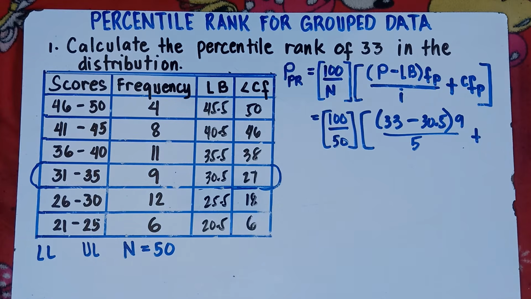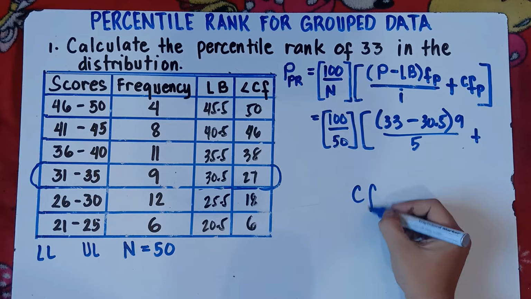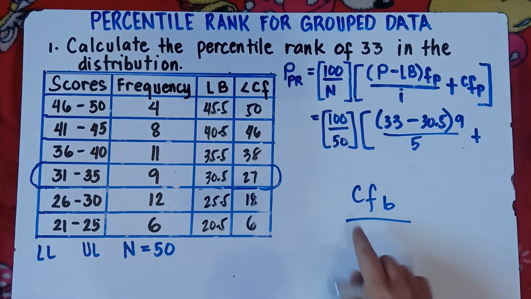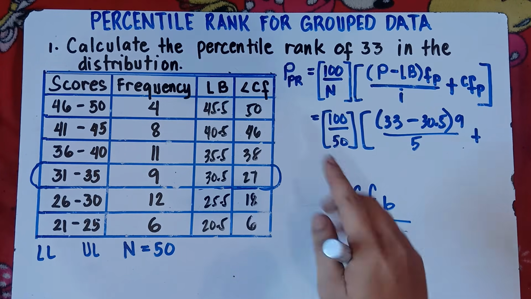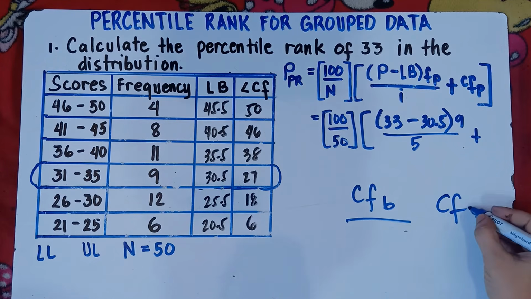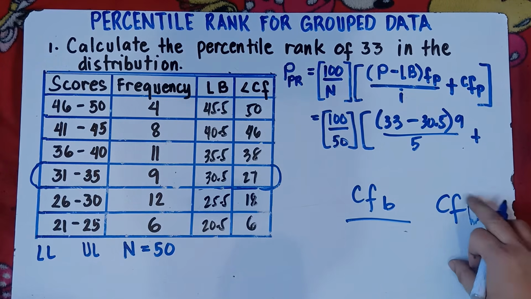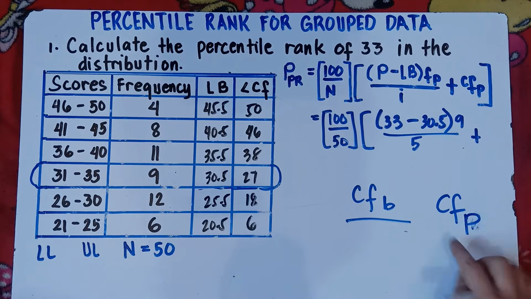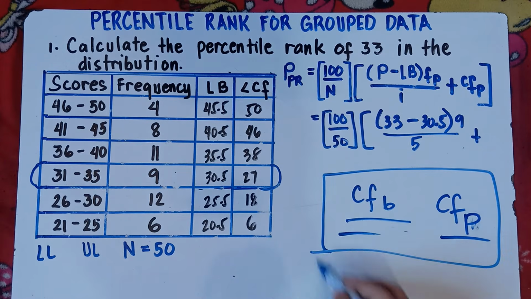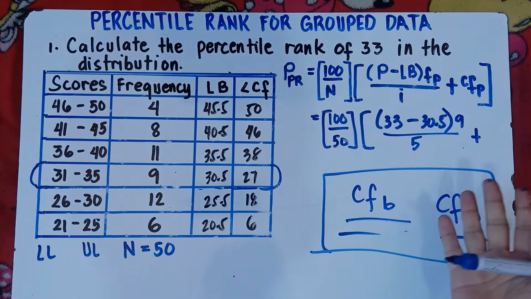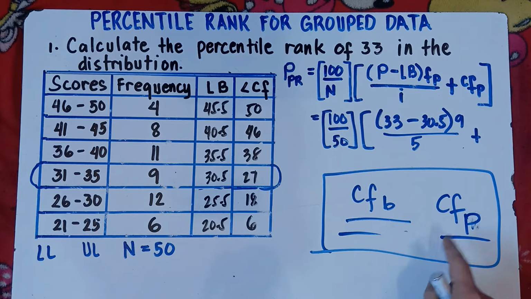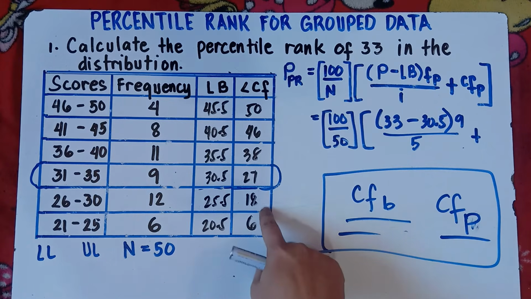Because in quartile, decile, and percentile, if you still remember, class, we have CF sub B, right? Cumulative frequency before. Now, in percentile rank, we have CF sub P, which means cumulative frequency of the previous class. This is actually the same, class. Do not be confused with this one. Cumulative frequency before means the previous class. CF sub P means cumulative frequency of the previous class. So therefore, our answer should be 18.